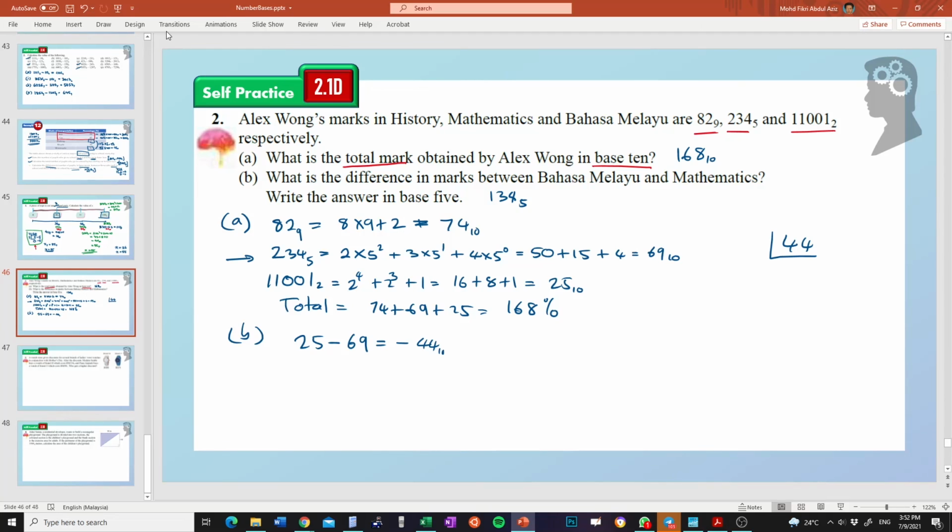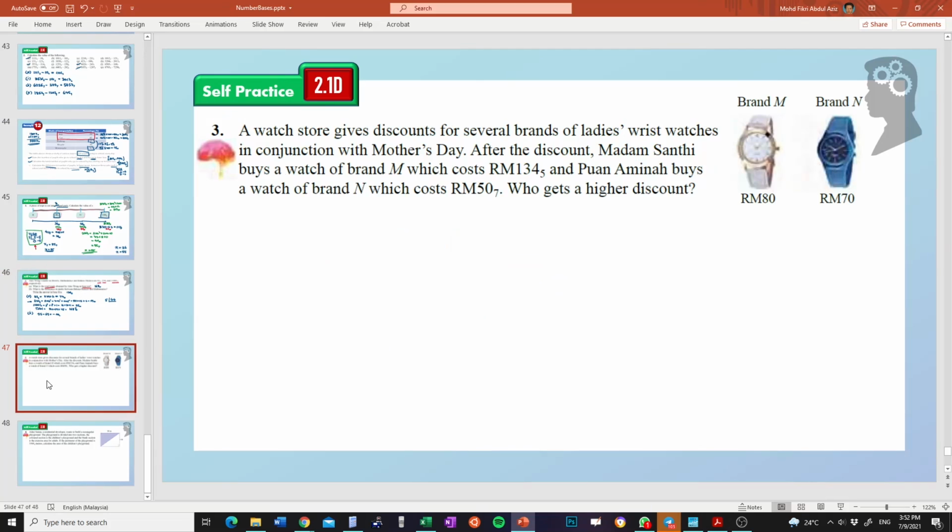Semua dah dapat dah kan? 134 kan? So tak perlulah teruskan ni. So just convert saja base 5. Ini betul ke 44 base 10? Betul ke? Yes. Okay, good. Jadi teruskan soalan ketiga.